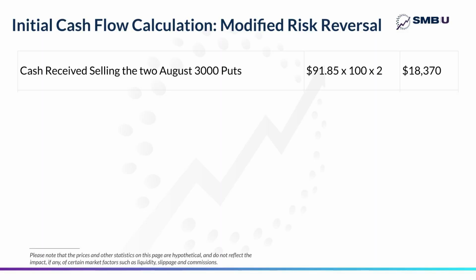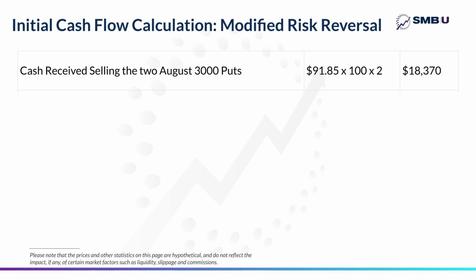And to clarify what's going on here, let's take a look at the opening cash flow of this trade. So let's start with the two puts that we sold at the 3,000 strike. And as you can see from the calculation, we sold them for $91.85. And because each point below 3,000 requires us to pay $100 per point when it expires, we multiply that by 100, and we sold two of them, resulting in positive cash flow of $18,370 from the puts we sold.